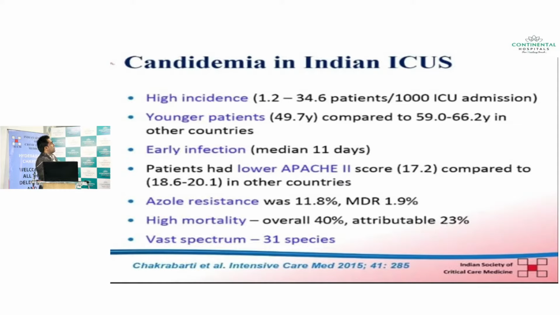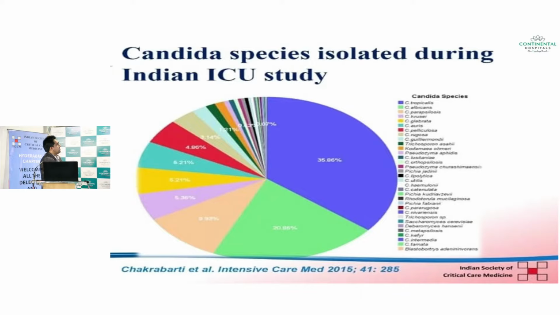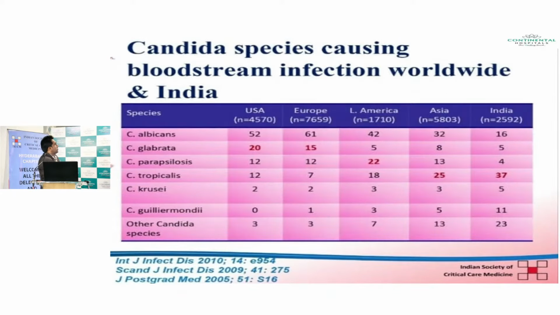So the summary of this Candida epidemiology is that we have high incidence. Our younger patients, around 50 years, are affected. We get infection early, with lower Apache scores. The disturbing facts are that we have azole resistance as high as 12%, and very high mortality ranging to 40-45%. Western populations catered to only 5 species, whereas we have 31 species here. Candida tropicalis is the commonest one, followed by albicans.